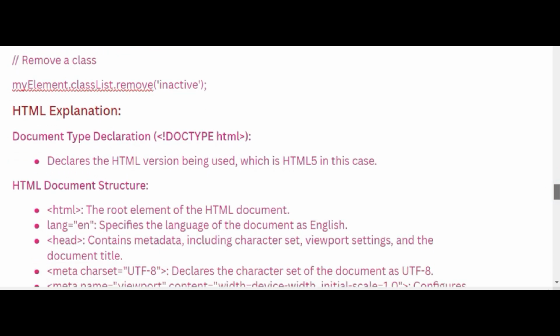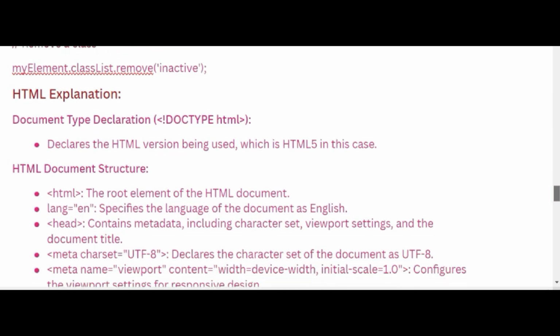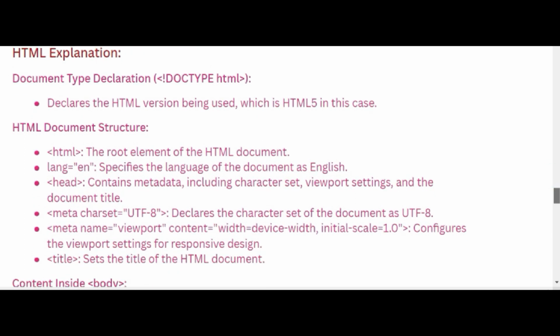Now come to the explanation part. DOCTYPE html declares the HTML document type. When you write this doctype html, it declares the HTML version being used, which is HTML5 in this case, right? So come to the downside. HTML document structure. What is html? The root element of the HTML document.